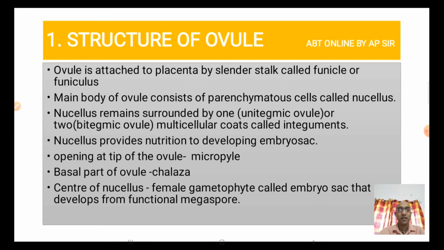If there is a single coat, we call it a unitegmic ovule, and in case of two coats surrounding an ovule, we call it a bitegmic ovule. The ovule at its tip remains exposed, and that part is called micropyle, whereas at the basal part of the ovule, nucellus, integuments and funiculus merge, and that part is called chalaza. Got it? The center of the nucellus is occupied by female gametophyte, which is otherwise known as embryo sac, and that develops from the functional megaspore.